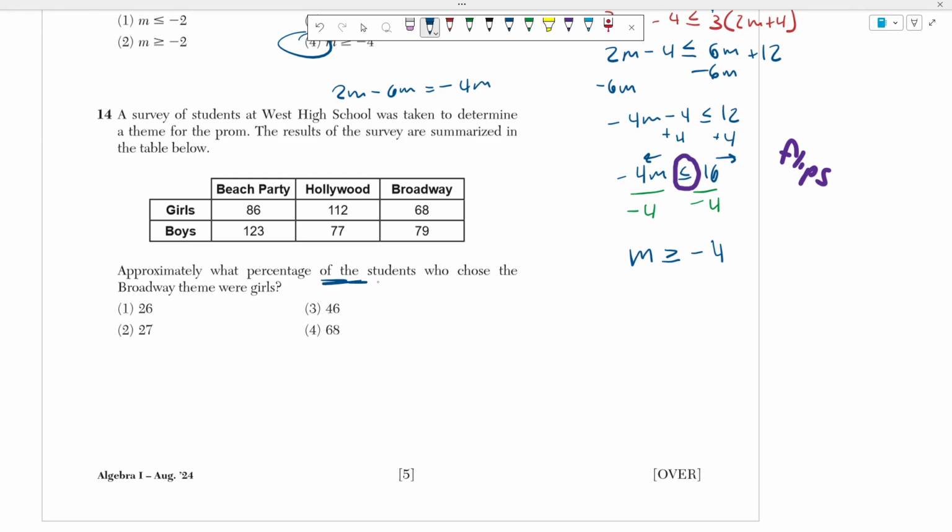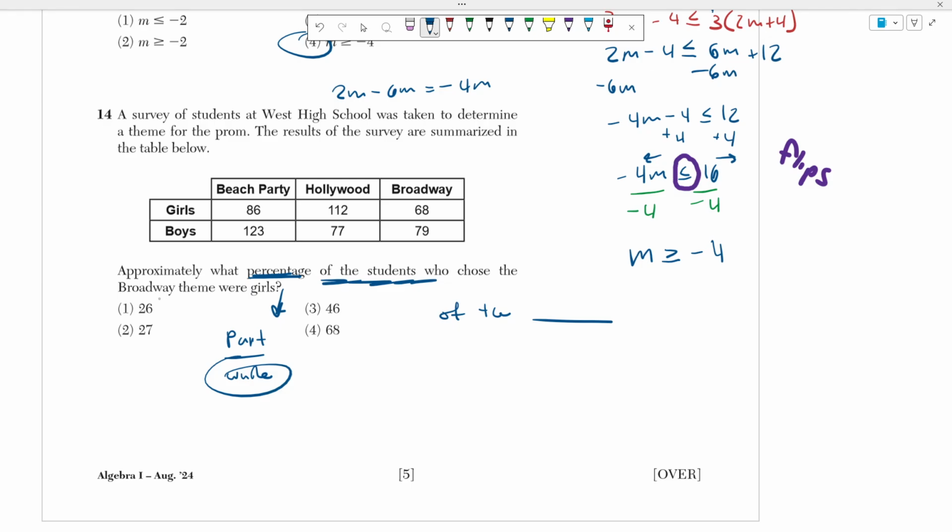So whenever you see of the students or of the blank, it means out of those students, right? So whenever I want to find a percentage, I know I'm going to be dealing with part over whole. That's just the equation, part over whole. And of the blank tells you what my whole is, right? Of the blank is the whole.